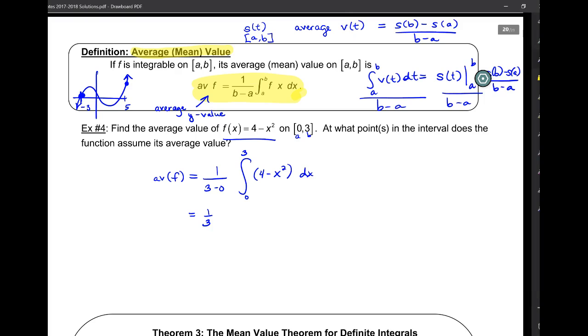Now remember, as soon as you integrate, you don't have to write that squiggly line S anymore. Okay, that's where we're going to evaluate. So what happens when I integrate? I get 4x minus x cubed over 3. And brackets can take the place of our evaluation sign. So I'm going to put the 0 at the bottom right, the 3 at the top right.